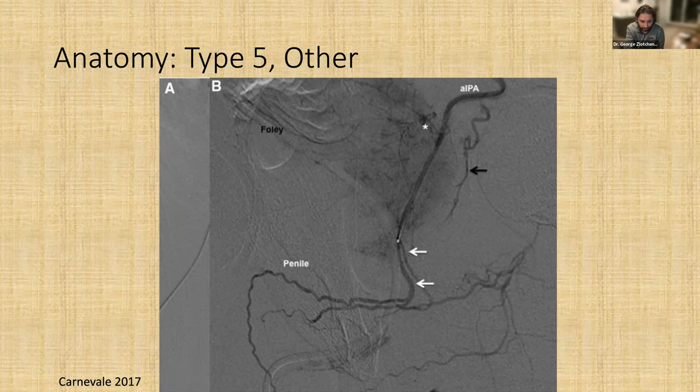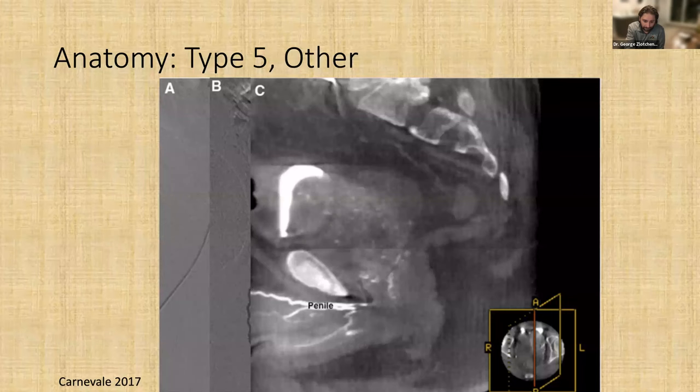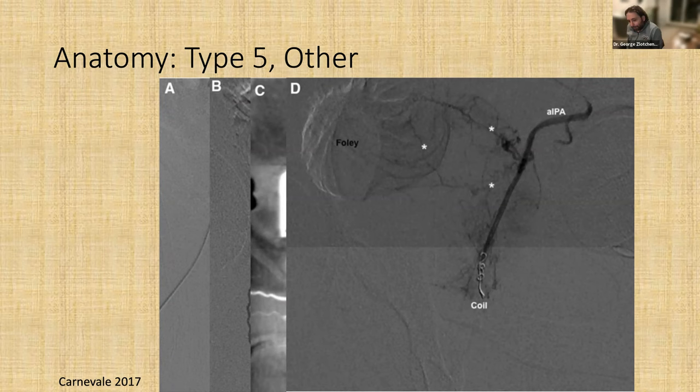And here is a cone beam CT of the penile artery being opacified. People often will coil the penile artery. Talking to my urology colleagues, they think this is controversial, although I know a lot of people will do it, but I won't do this.